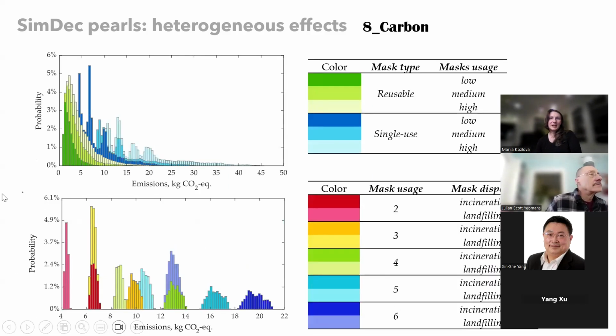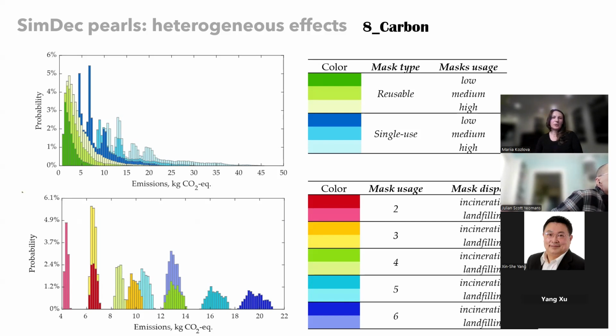Then what else? Another bunch of patterns here. Oh, this is from carbon footprint. You can see emissions on the x-axis and the different types of masks for COVID that we were analyzing, reusable or single use. And on the first graph, we can see some peaks, which are not explained for single-use masks.